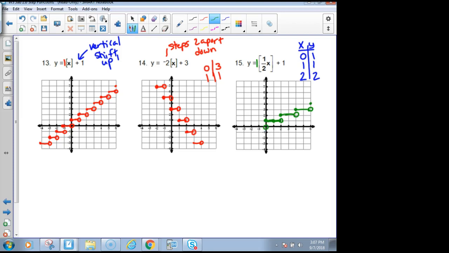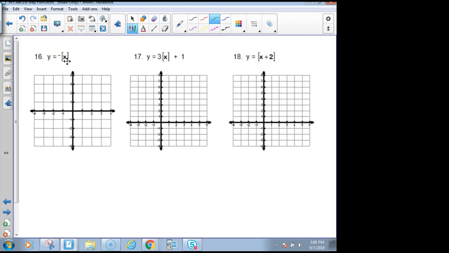All right, open hole here, back it up. Open hole, back it up. All right, so I guess if the inside of here had been 2x, it would have cut the interval in half horizontally. Ooh, that would have been really hard to graph. Glad we didn't do that one.